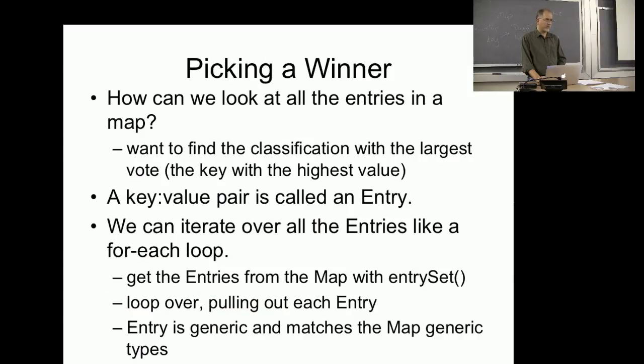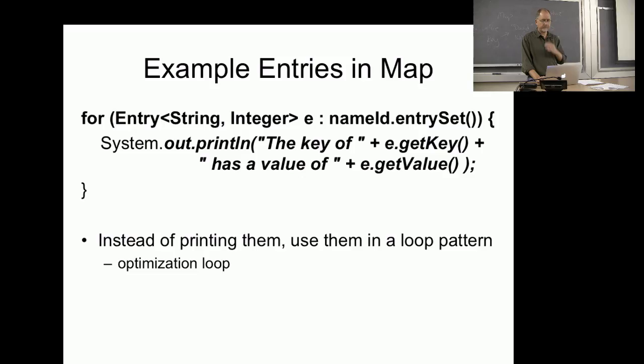To pick a winner, we need to iterate over all those entries like I just did to print out the values and look at the values associated with each one. Then it's really just an optimization loop like we did several weeks ago. We're trying to find the maximum value, the maximum vote count. So you know how to do that. Once you get that, you know how to classify whatever it is.